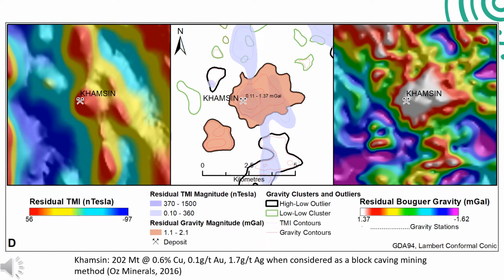Camsen lies adjacent to the Carapatina deposit, and here we see the usual pattern with a small bullseye TMI anomaly and a 2 milligauss gravity anomaly.